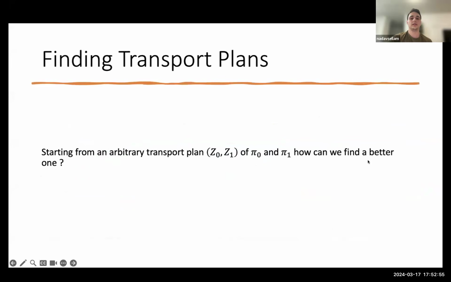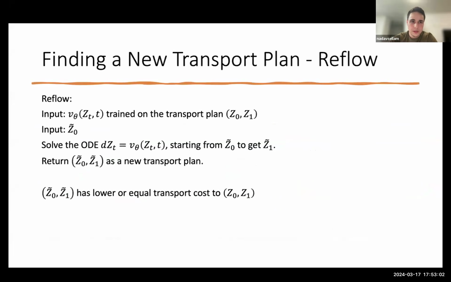So how can we do that? Given a transport plan, Z0 and Z1 from the two distributions, how can we find a better one? So the main contribution of the paper is this mini algorithm they called Reflow. So what does Reflow do?